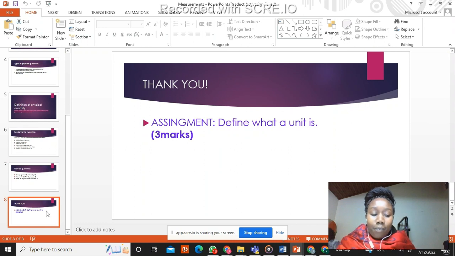So until then, I hope you've understood what measurement is and the two types of physical quantities that we have in measurement. So I'm going to leave you with one assignment. You go and find out what a unit is.